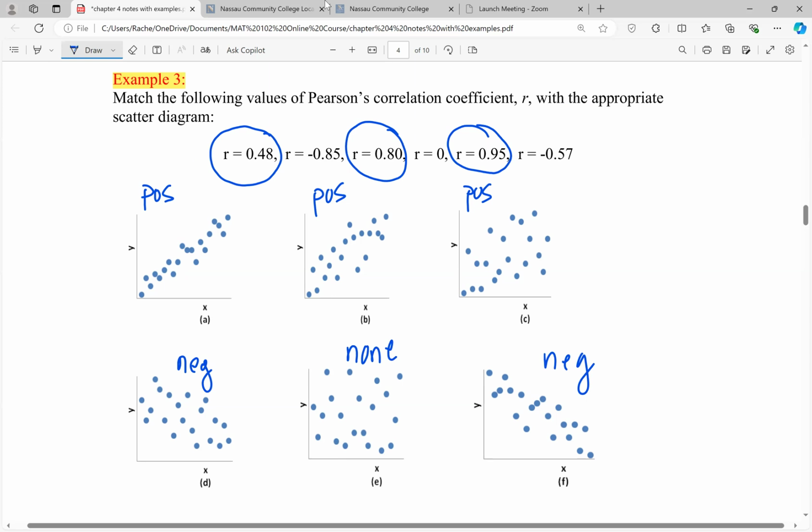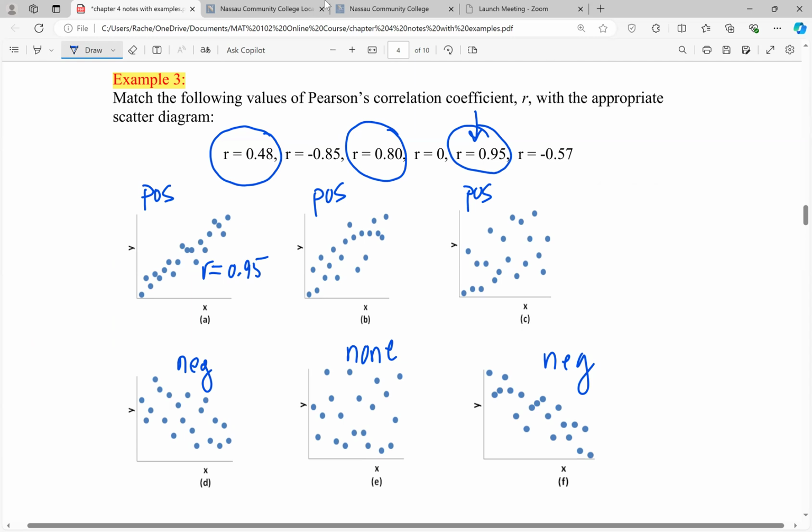So remember, the stronger the relationship, the more closely the points will be to a straight line pattern. So between A, B, and C, A seems to have the strongest linear relationship. So that's going to have the R value that's closest to 1. Because remember, the closer we are to positive 1, the stronger the relationship. And that's going to be this R value of 0.95. So I'm going to assign the R value of 0.95 to graph A.